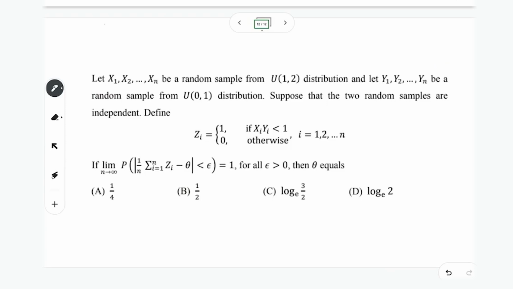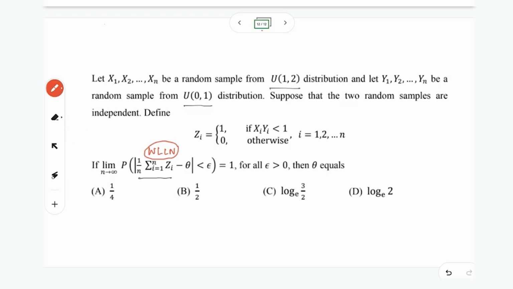X1, X2, ..., Xn is a random sample from uniform, and Y1, ..., Yn is a random sample from uniform 0, 1, and they are independent. Then Zi is defined as an indicator. So you can understand easily what to do. This term automatically implies you have to use the WLLN. It is just basic stuff. Remember that: just use applications of WLLN and CLT.